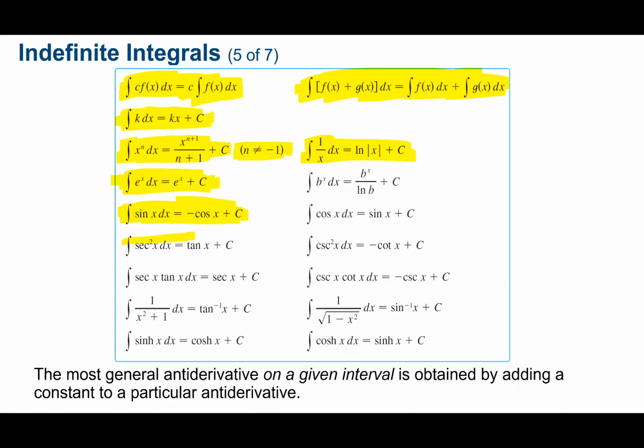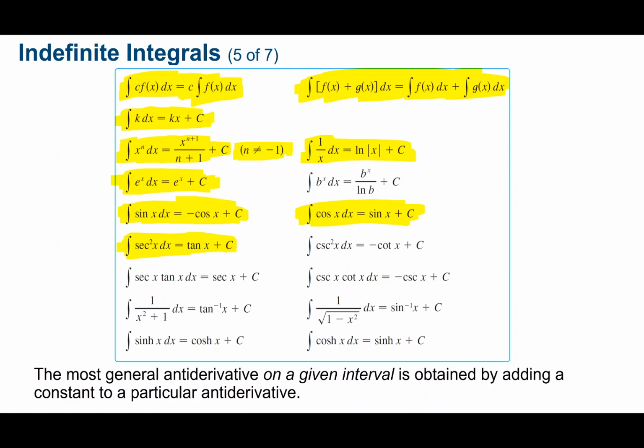Yeah, go ahead and put this one on the list where we got secant squared, that's tangent. The other basic one, cosine's easier, which gives us sine. It's antiderivative. And that's it.